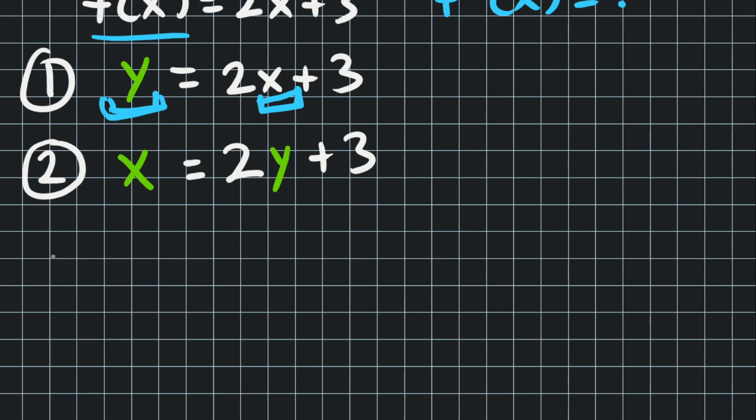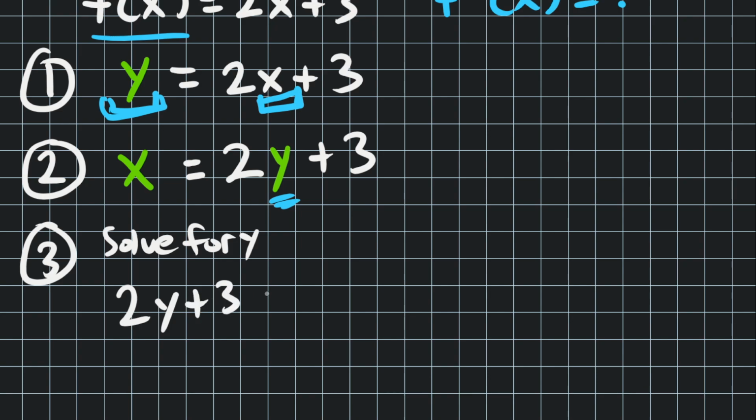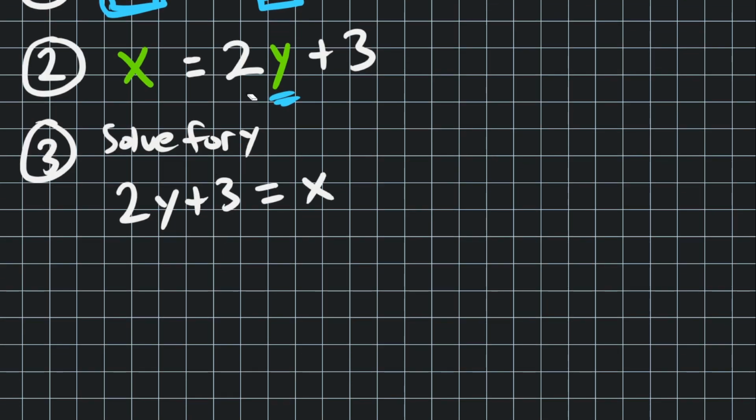And now the third step, right here, is we are going to solve for y. Solve this equation for y. So we're going to isolate the y right here. So let's go ahead and just write the equation this way, 2y plus 3 equals x, just so y is on the left-hand side, so that when we solve it, it'll say y equals. And we'll solve it like a normal equation. We're going to go ahead and isolate y.